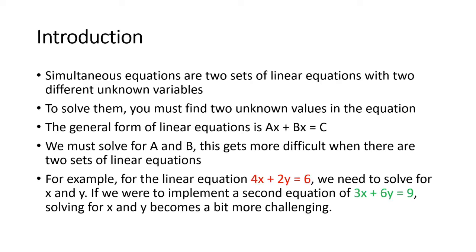Simultaneous equations. Simultaneous equations are two sets of linear equations with two different unknown variables. To solve them, you must first find the two unknown variables in the equation. The general form of linear equations is ax plus by equals c. We must solve for x and y. This gets more difficult when there are two sets of linear equations.